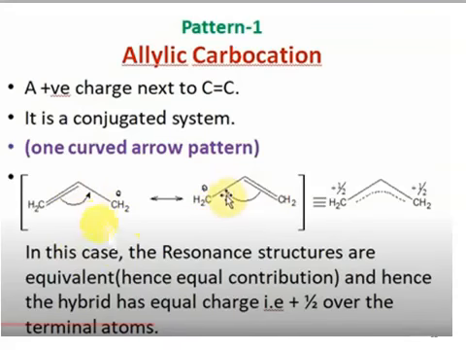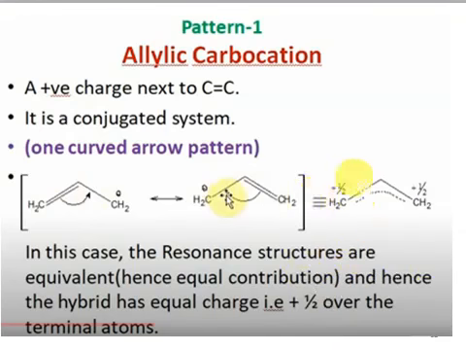So if you just check, this carbocation is primary here, and similarly this carbocation is also primary here. So since both resonance structures have a primary carbocation, both resonance structures are equivalent, and since both are equivalent, they both contribute equally, right? So the resonance hybrid has equal charge over all of the carbon.